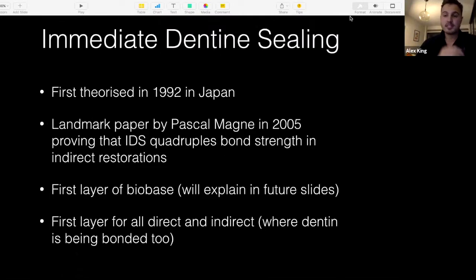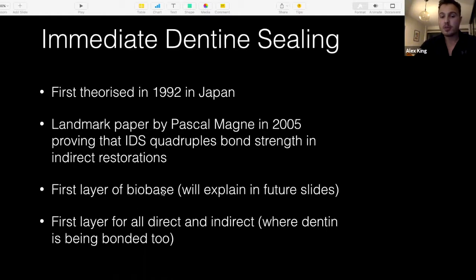So immediate dentine sealing. So immediate dentine sealing is really what it says on the tin. As soon as you've cut your dentine, don't mess around, seal it with a bonding agent. It's first theorized in 1992 in Japan by Fusiyama. And there was a landmark paper written by Pascal Magne in 2005, proving that IDS, especially in indirect restorations, onlays, crowns, quadruples the bond strength. So if you're not doing IDS on onlays, then you're not doing it right, put it that way.